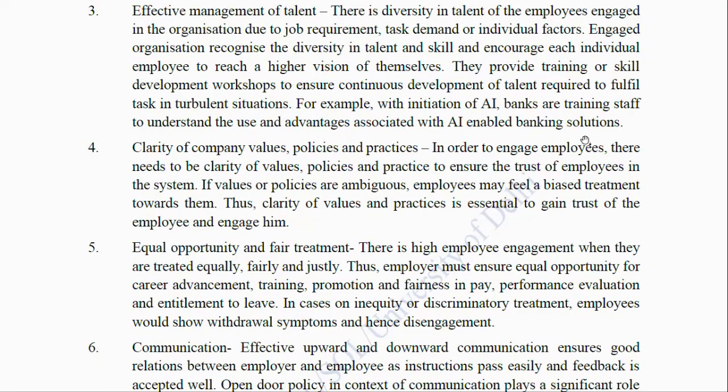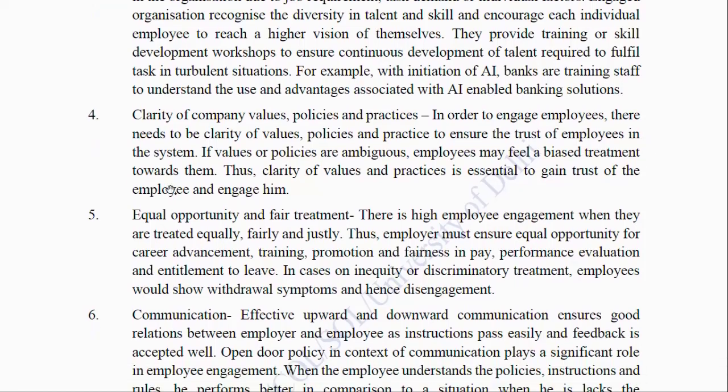Point 4, clarity of company values, policies, and practices. In order to engage employees, there needs to be clarity of values, policies, and practices to ensure the trust of employees in the system. If values or policies are ambiguous, employees may feel a biased treatment towards them. Thus, clarity of values and practices is essential to gain the trust of the employee and engage him.